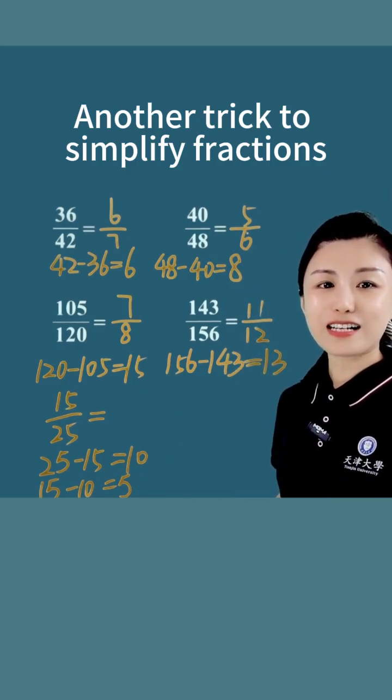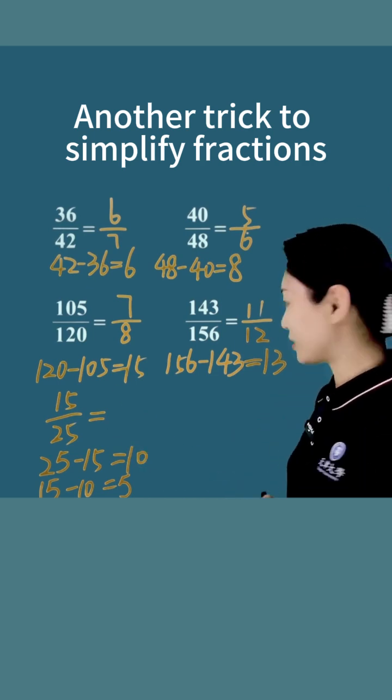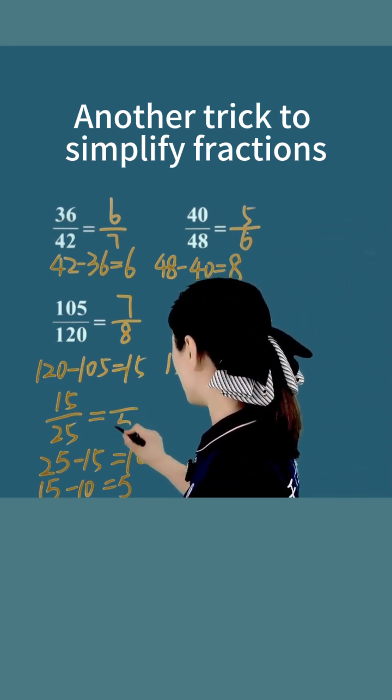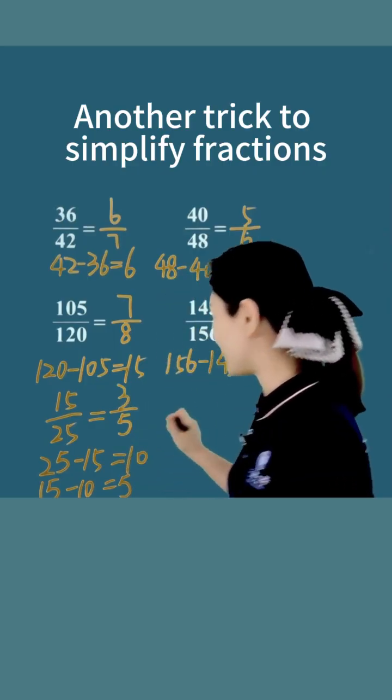So here, if we divide both the numerator and the denominator by 5, what do we get? After simplifying, we get 3/5. Easy as that. Have you learned it?